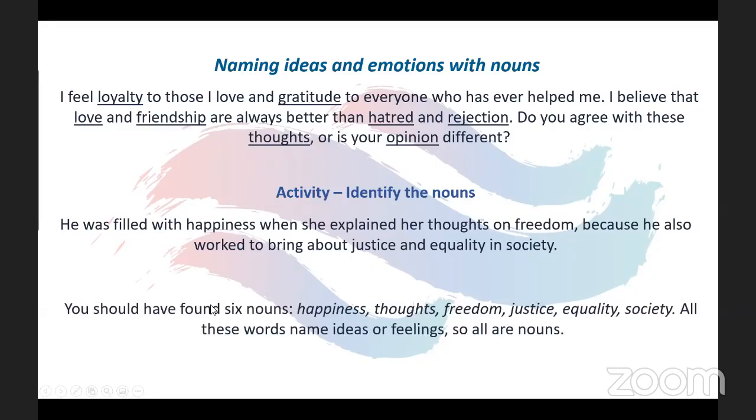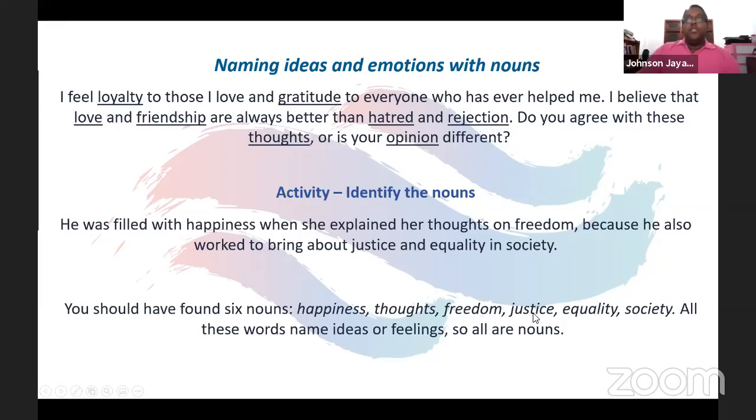Okay, so here are the answers here. Happiness, thoughts, freedom, justice, equality, society. Okay, so these are the nouns that are in this passage here. So again, when it comes to ideas and emotions, those are also considered as nouns.